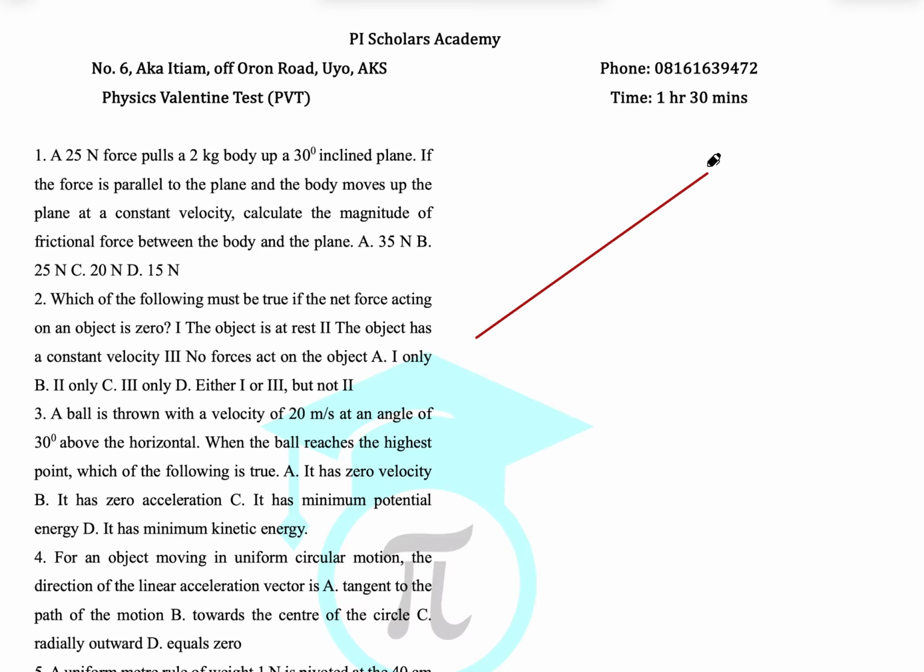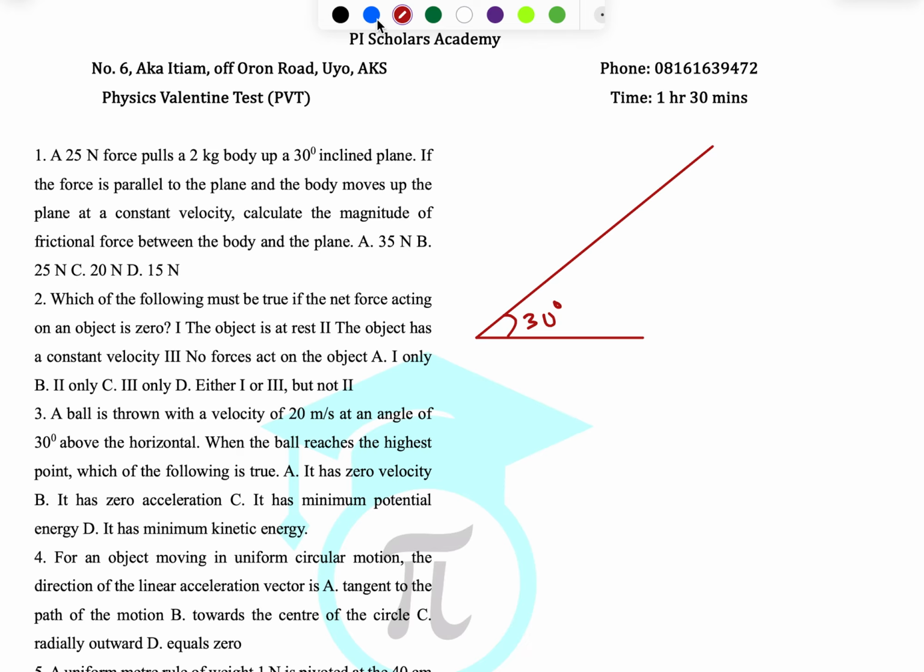So the first thing I'm going to do is draw the inclined plane. The inclined plane is at 30 degrees to the horizontal. Now, whenever you have a problem like this, you try to draw all the natural forces acting in the system, and you start with the body itself. The body is a body of 2 kg. So let's say the body is like a box resting here. I'm going to align that to rest on the plane.